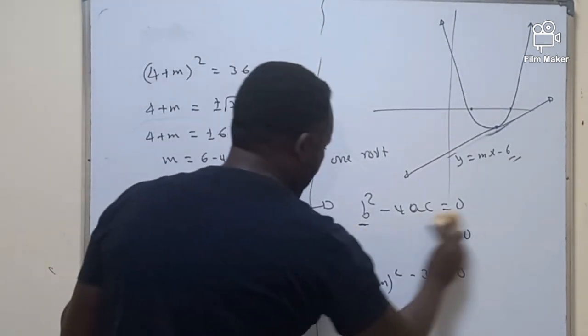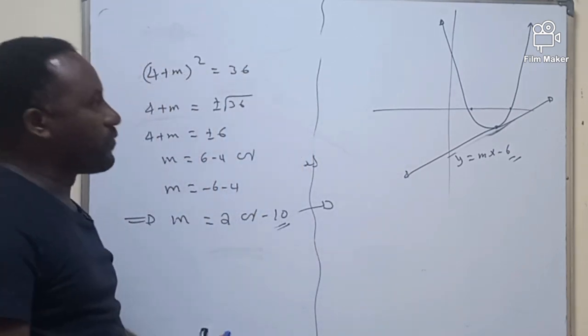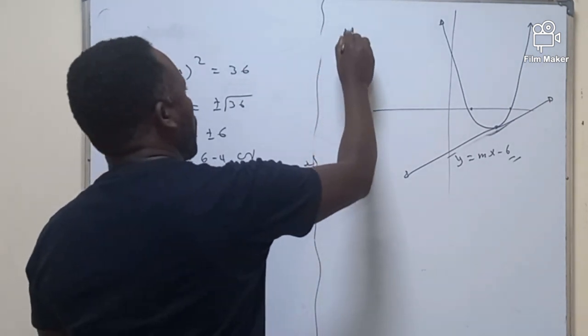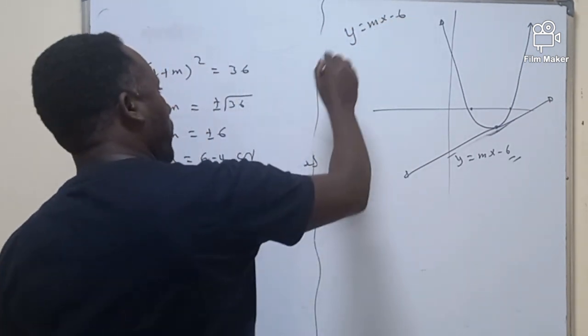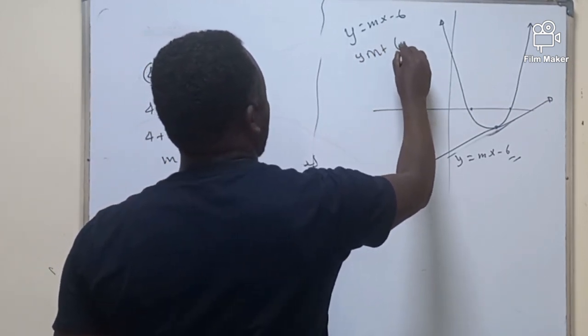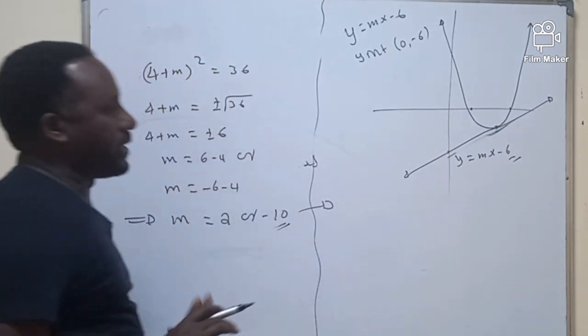Let me say something again. Look, now the graph of the quadratic function is going to be like this one. And you know that y is equal to mx minus 6 is the equation of the line. From here, the y-intercept of this problem is obviously 0, minus 6. This is the point, the y-intercept.